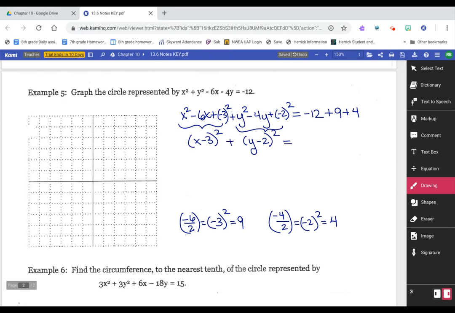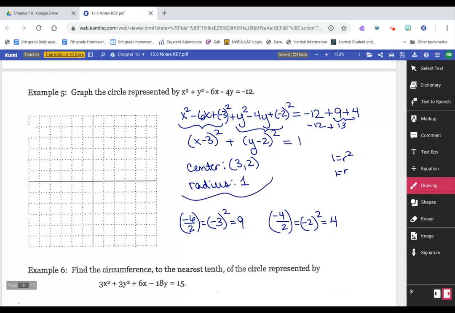All right, let's add all of this on the right side together. So here we have negative 12, and then this is 13. So negative 12 plus 13 is 1. That means that the center of our circle is going to be at 3, 2, and the radius, well, 1 is equal to r squared, so r is equal to 1. So we have a radius of 1.